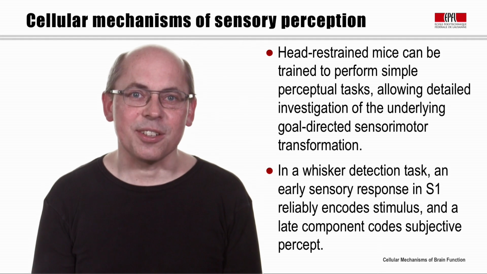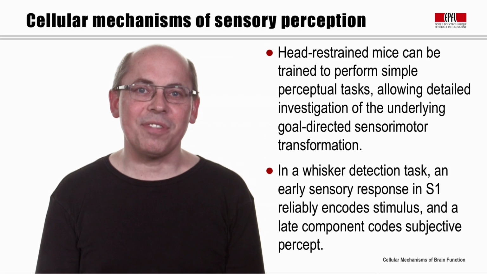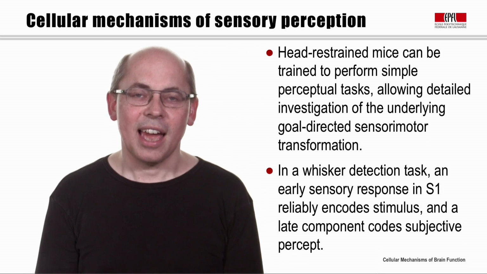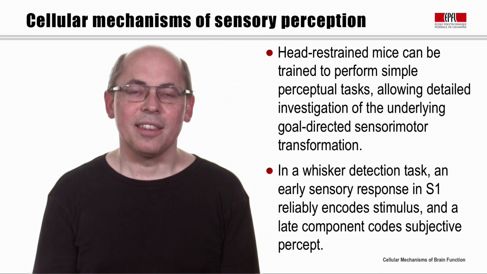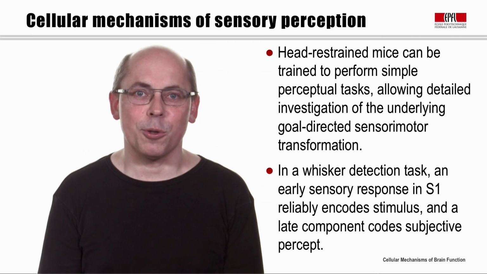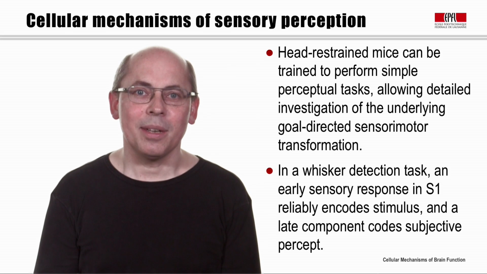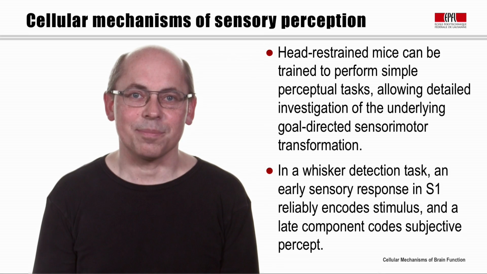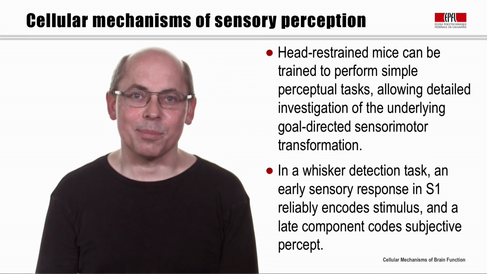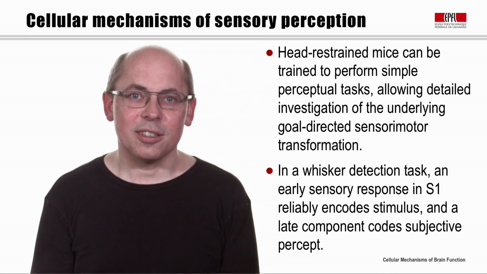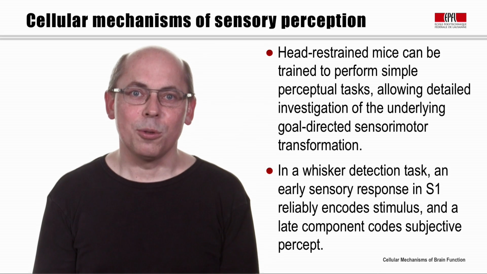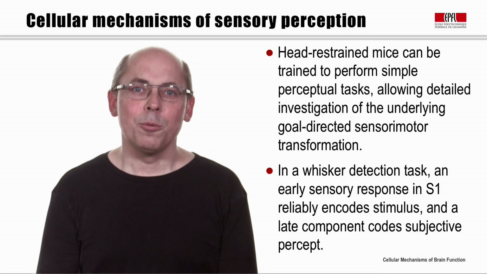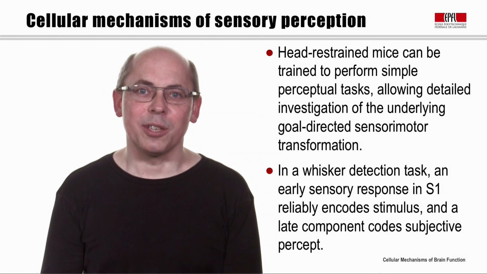In the case of the detection task, we've seen that there appear to be two phases to the sensory processing: an early reliable response and a late depolarization that seems to correlate with the subjective percept. In the years to come, it'll be important to understand the mechanisms that generate that late depolarization, and also the learning mechanisms that are involved in tying together the sensory input with the goal-directed motor output. In the next video, we'll begin to examine the basis of the learning process.